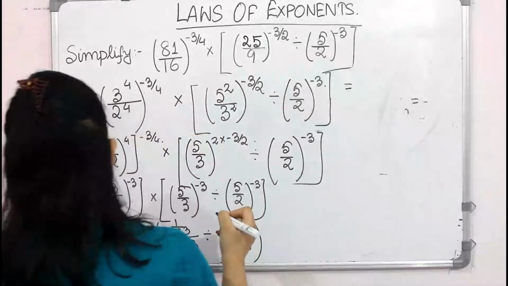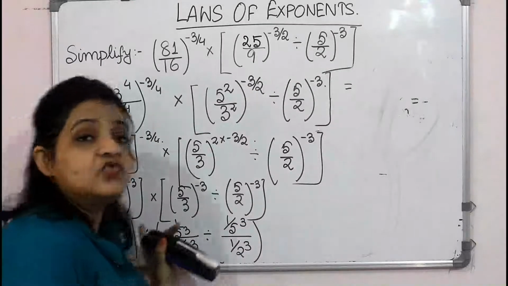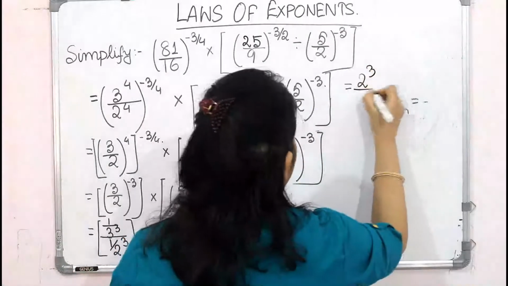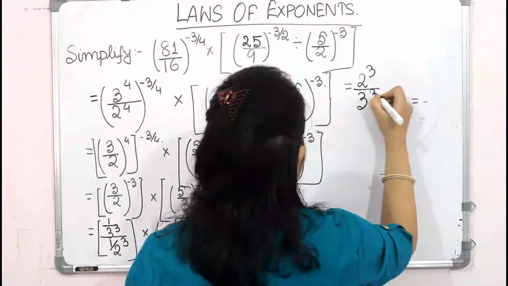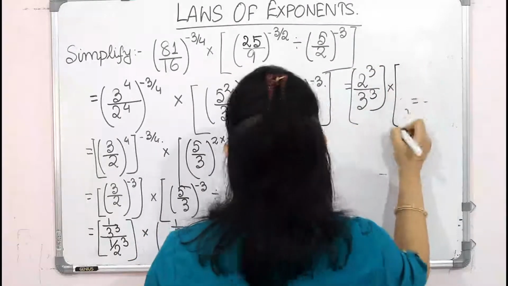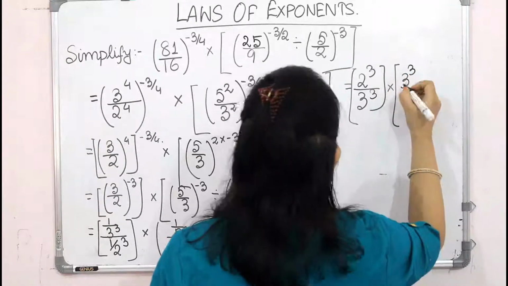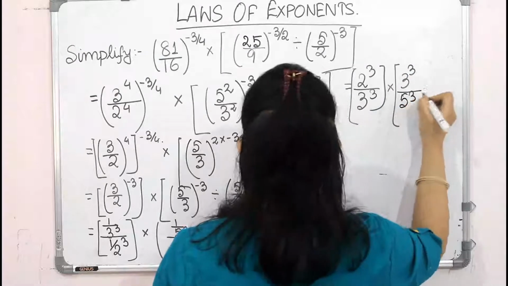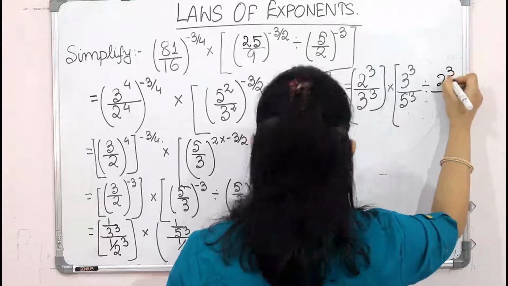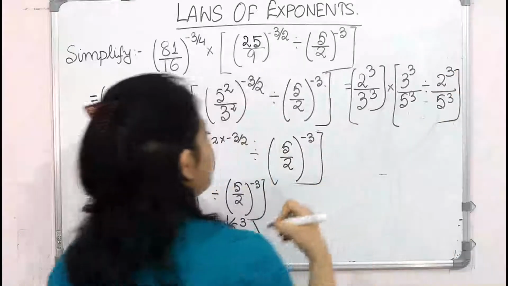Once it's written, what will we do? This is 1 by 3 to the power of 3 divided by 1 by 2 to the power of 3. So this will go 2 to the power of 3 divided by 3 to the power of 3. Into, you can write it as 3 to the power of 3 divided by 5 to the power of 3, divided by, you can write it as 2 to the power of 3 divided by 5 to the power of 3. As simple as that.